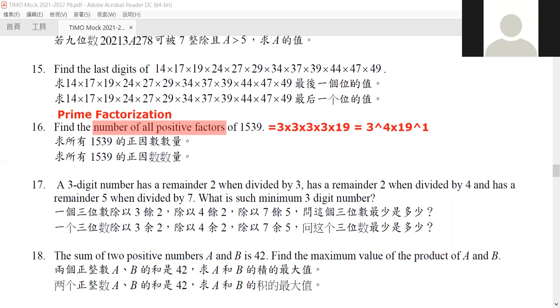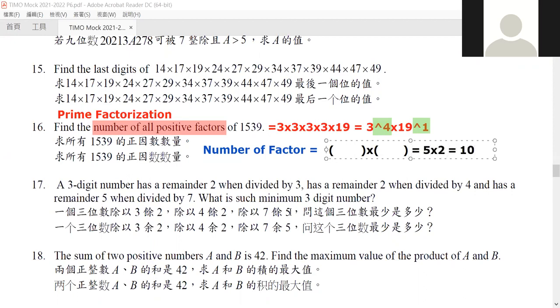Now, once you write it in this form, the number of factors can be given out using this formula. You get all the indices of the primes, add one to each, and then multiply them together. So it will be equal to 4 plus 1 multiplied by 1 plus 1. The reason is you just count the number of factors in each term. So it will be equal to 5 times 2, which is equal to 10.